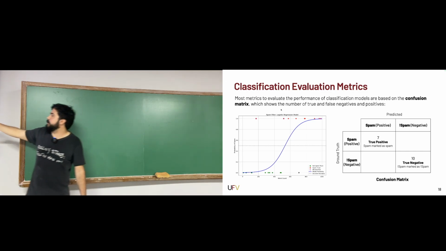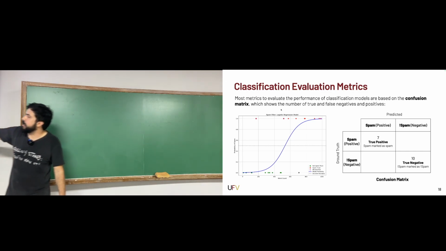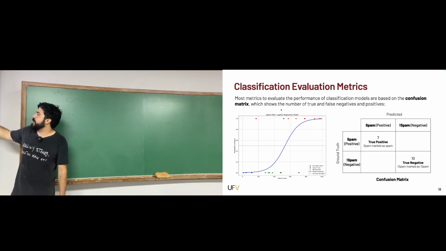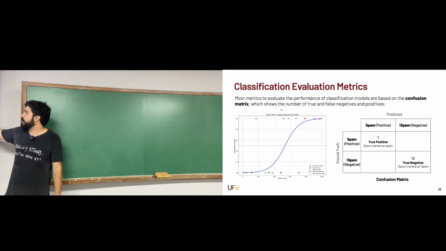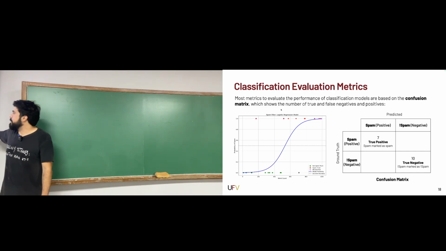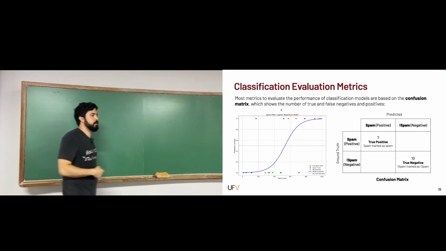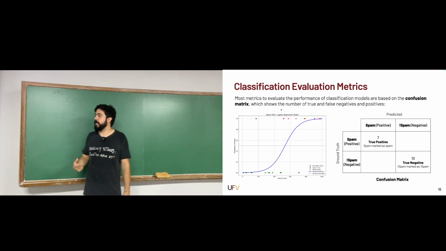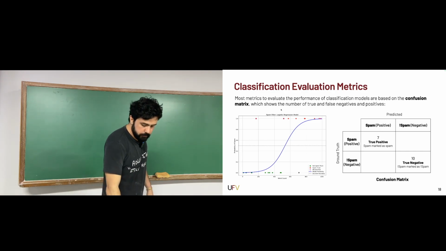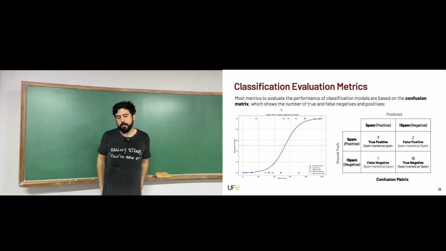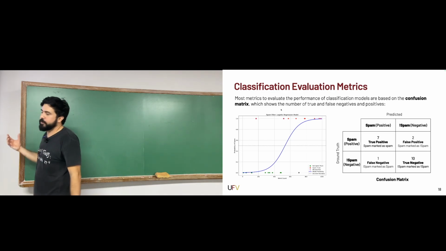And the same for the negative examples. Remember, negative is not spam. So the way you can interpret the true negatives here is the number of data points that were not spams that were marked as not spams by my model. So those are the true negatives. And likewise, I have the false negatives and false positives.